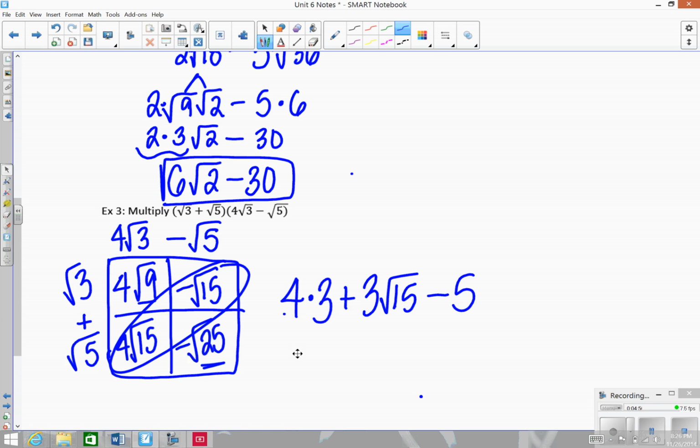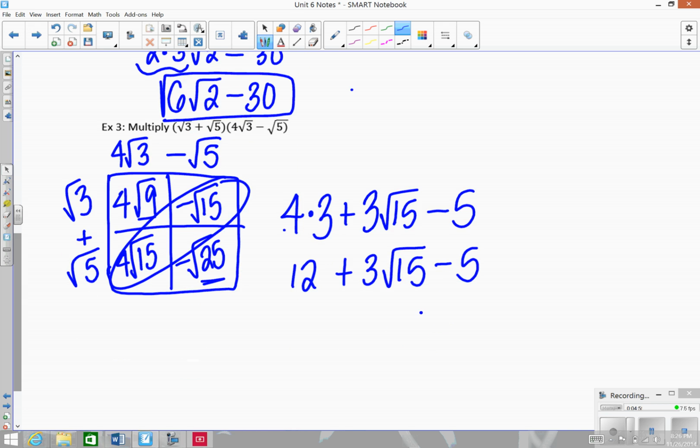So now I'm going to combine these. So I have 12 plus 3 radical 15. If I could reduce that radical 15, I would, but I can't, so I'm just going to leave it. So now the only thing that I can combine are these numbers as my like terms. So I have 7 plus 3 radical 15.